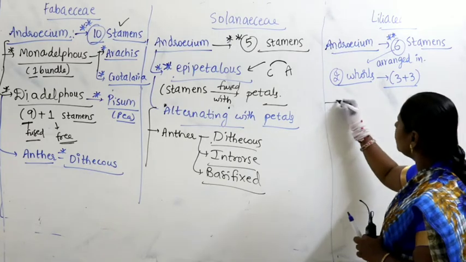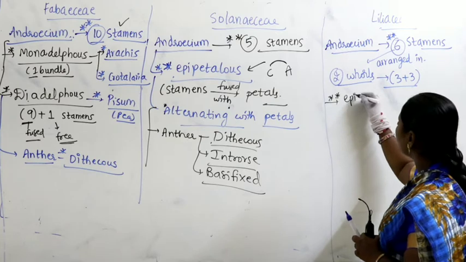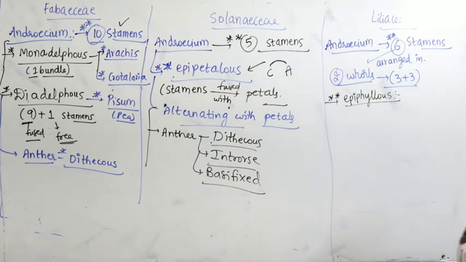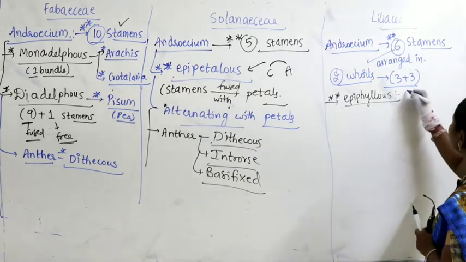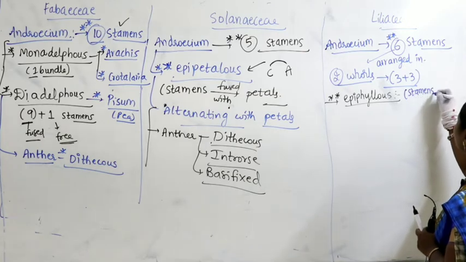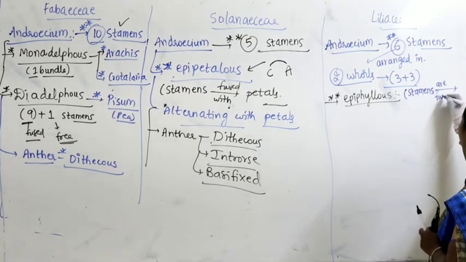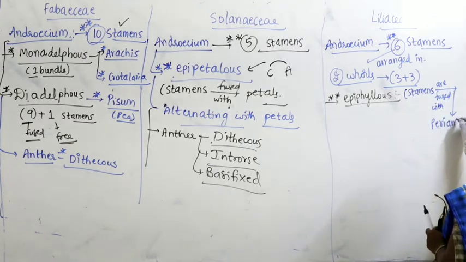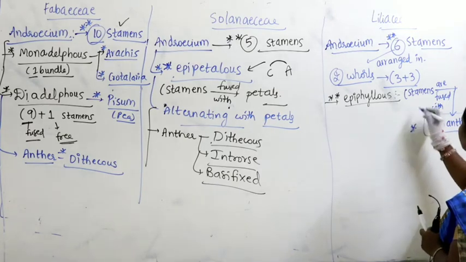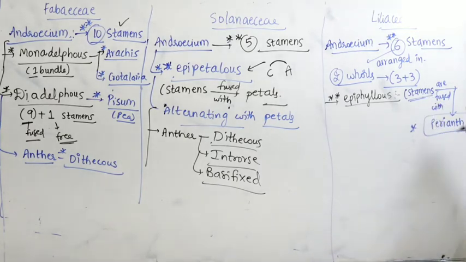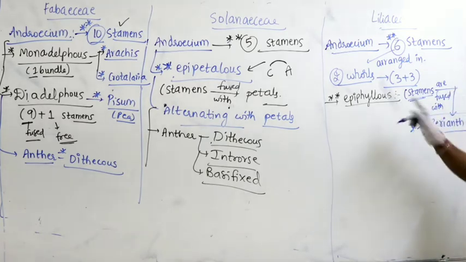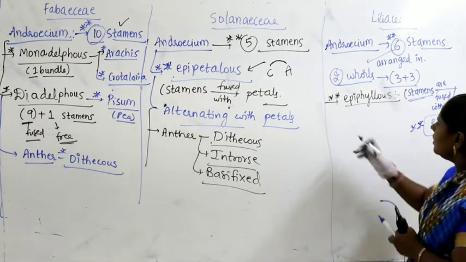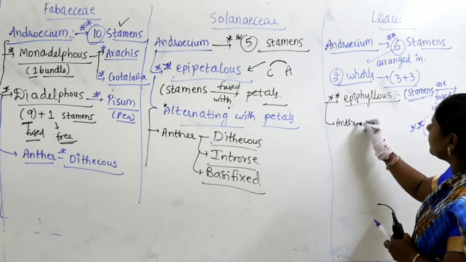Similarly, if you look at here, we find a very important condition that we call epiphyllous condition. What is that epiphyllous condition? Epiphyllous means in this case stamens are fused with perianth. As stamens are fused with perianth, that's why the condition is called what? Epiphyllous condition.